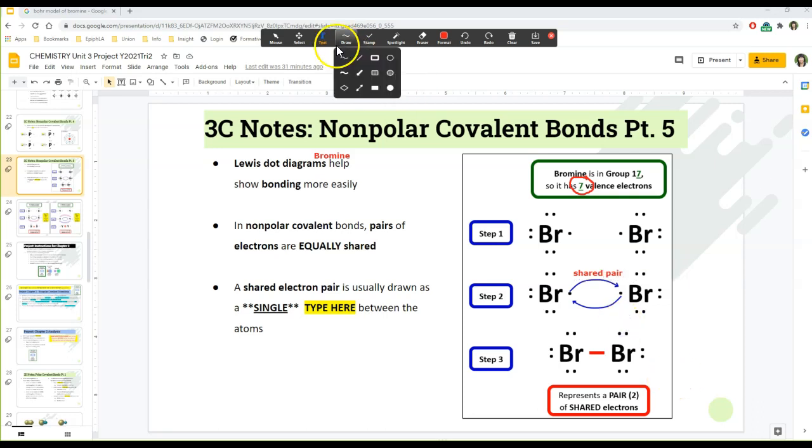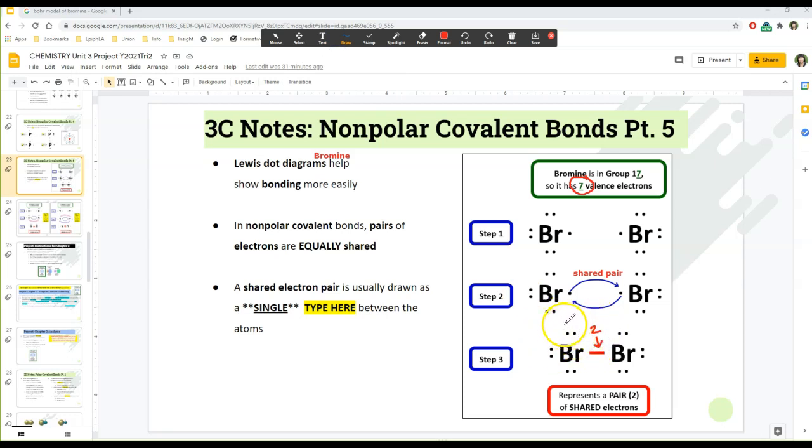These other pairs are not being shared. So these ones right here are all just going to stay the same because they're not being shared. And when we have a shared pair of electrons, remember that we draw that as a single line, and you can see that single line right here. And again, a single line actually represents 2 electrons.